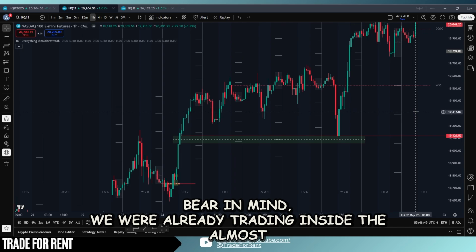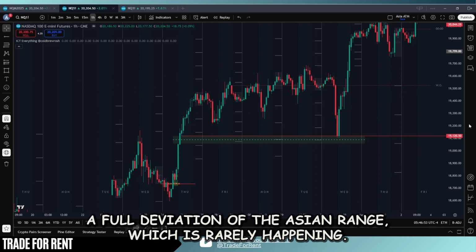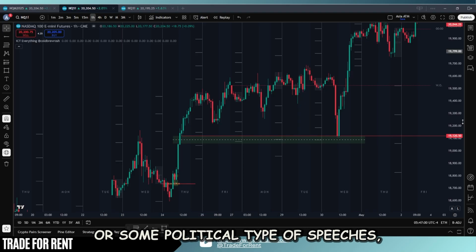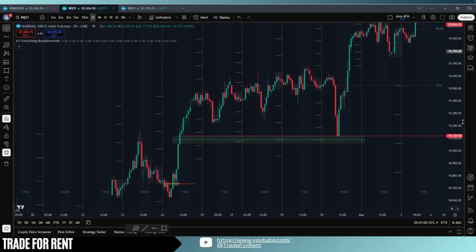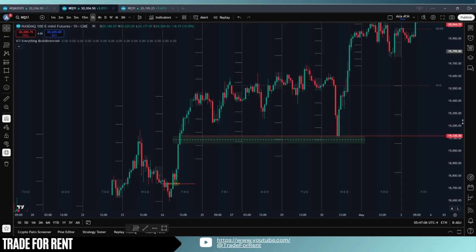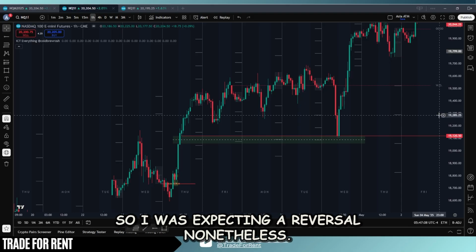Bear in mind, we were already trading inside almost a 4 deviation of the Asian range, which is rarely happening. Usually that type of movement is fueled by news or some political type of speeches, especially when we were having tariffs as well in place. So I was expecting a reversal nonetheless.